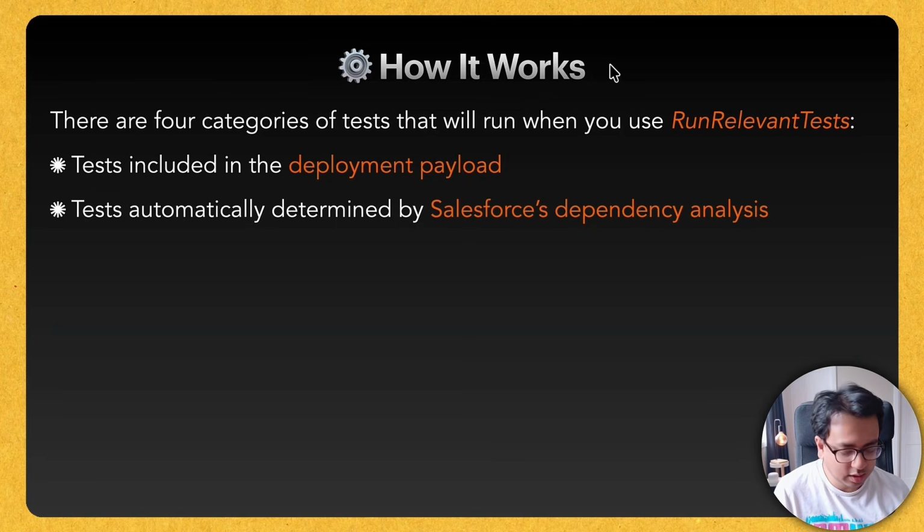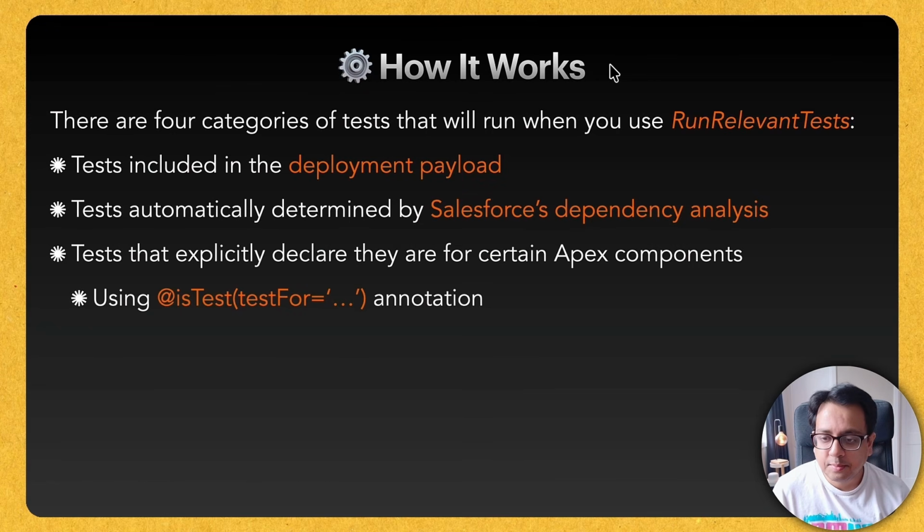That's very important. Third, we have the annotation called isTest, and in that annotation we are going to mention which Apex component this test is relevant for, like testFor. Here you can mention the Apex class or Apex trigger. The tests which are explicitly declared as being for a certain Apex component are definitely going to run. For that, in the test class, you need to annotate with isTest followed by testFor and mention all the Apex components. I'm going to show you in a demo very soon.